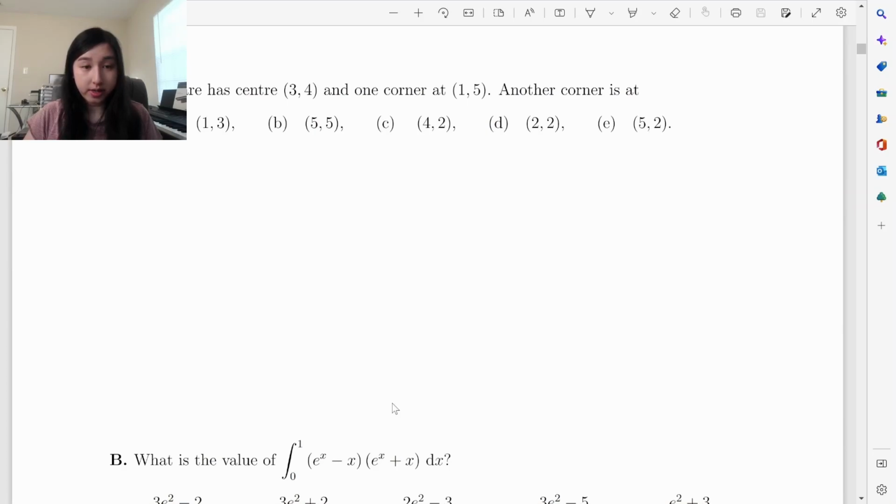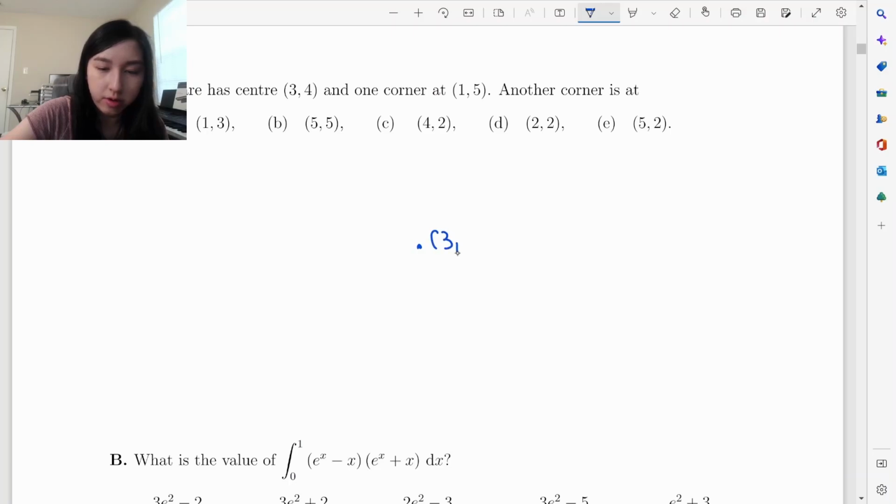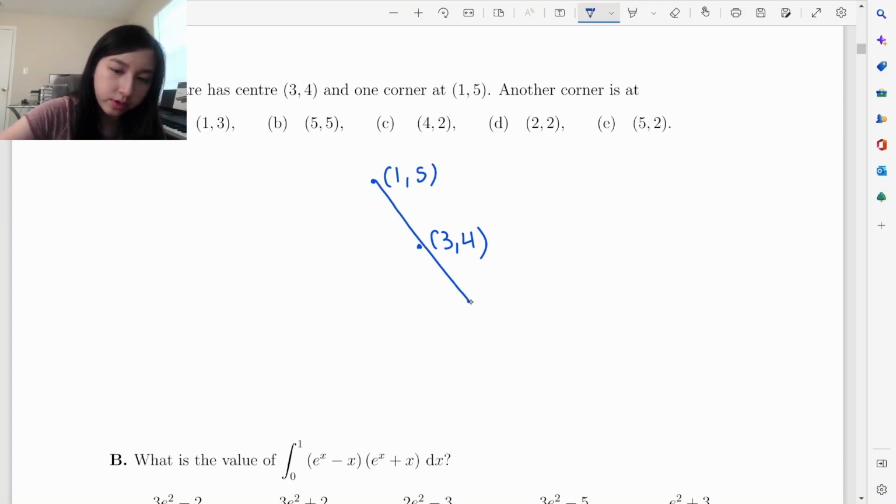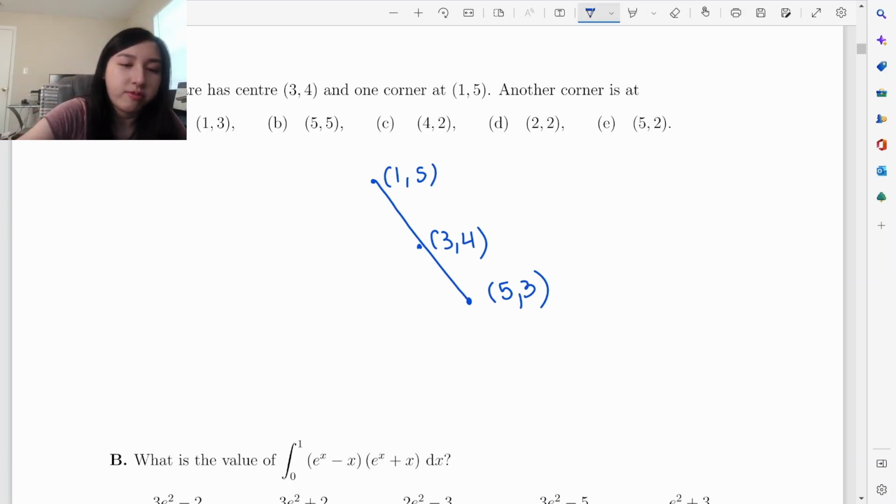A square has center 3, 4 and one corner at 1, 5. Another corner is set, so if you just draw another line down here, 2 to the right, 1 below, that gives 5, 3. Answer's 5, 3. And of course they don't have that point, that would have been too easy.